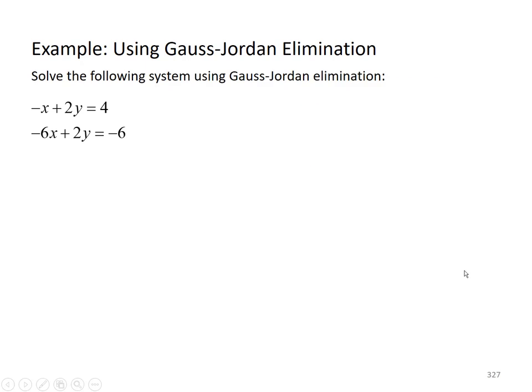For our next example, solve the following system using Gauss-Jordan elimination. First equation is negative x plus 2y equals 4. Second equation is negative 6x plus 2y equals negative 6. So I'm going to write that as an augmented matrix. Negative 1, 2, 4, and that's my final column. Second row, negative 6, 2, negative 6.